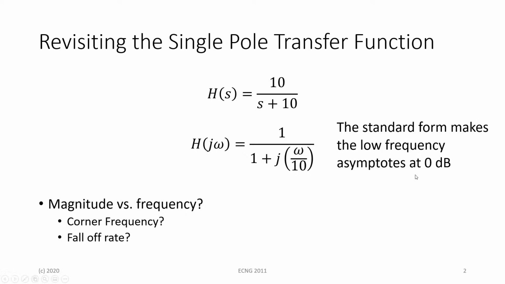We need to revisit the single pole transfer function here in particular. We start off with the H(s) function, which is p divided by s plus p. In this case, p takes the value of 10 for our example system. We then standardize H(s) and convert it into j omega to obtain the standardized representation in the j omega domain. The reason we use the standardized form is because it gives us a baseline. That standard form makes the low frequency omega divided by 10 component asymptote at the 0 decibel line on the y-axis.